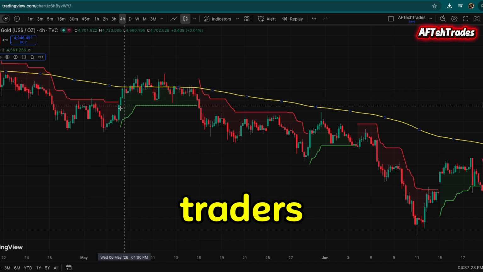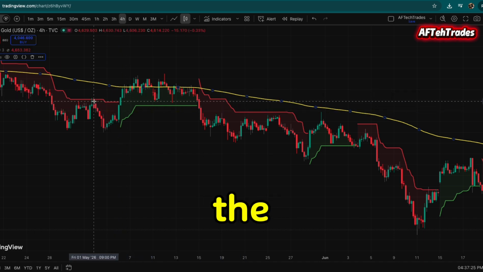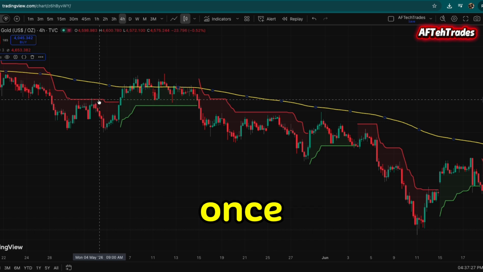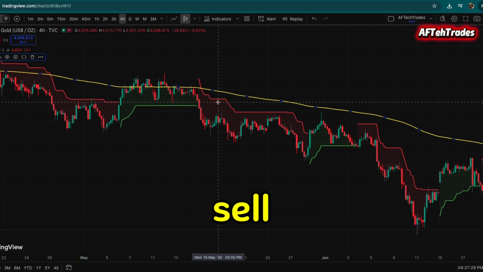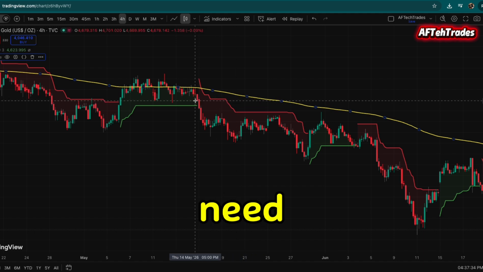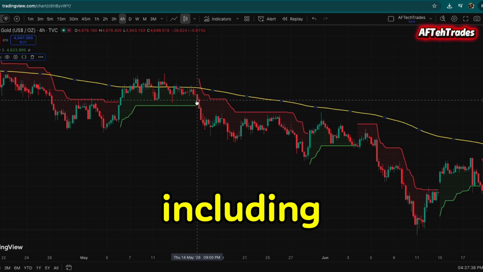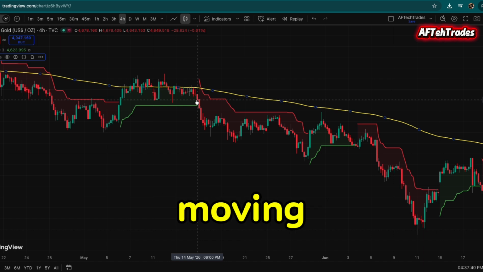You see that a lot of traders focus mainly on the Supertrend indicator. Once they see that it is green, they buy. Once they see it is red, they sell. No, in this case, we need higher win rates. So that's why we are including this moving average.